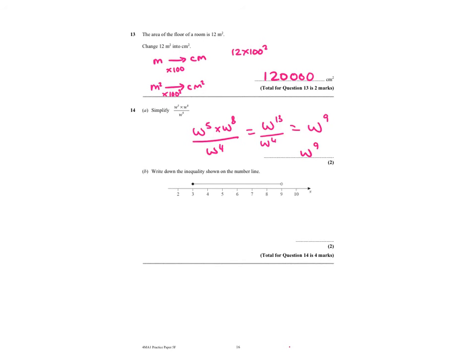Part B, write down the inequality shown on the number line. Now, if the circle is coloured in, it means we're including this number. So our inequality is going to have including, which is 3. Here it's not filled in, so we're not including 9. So 3 is less than or equal to x, but it's less than 9.